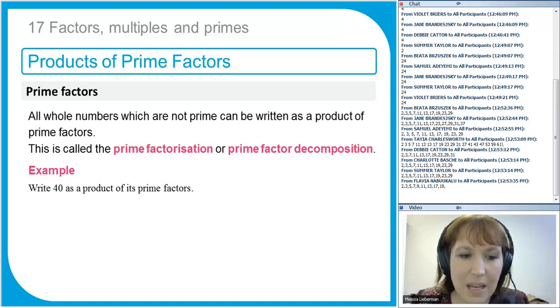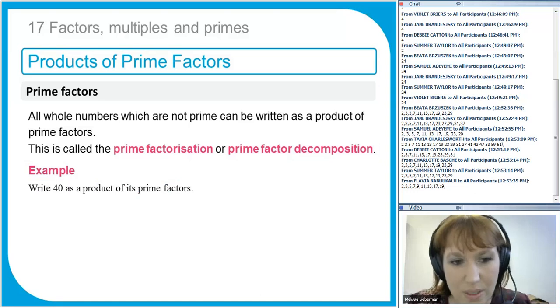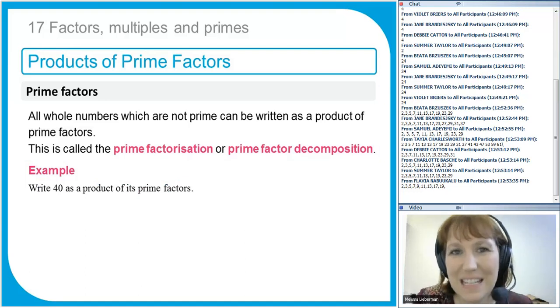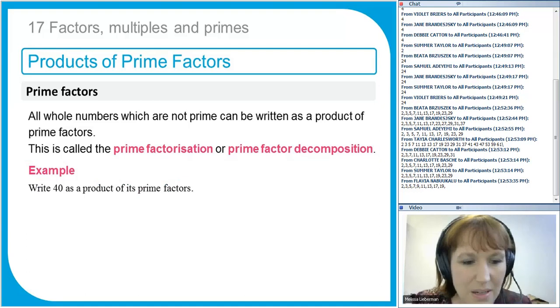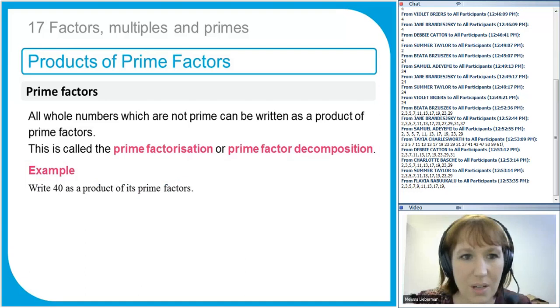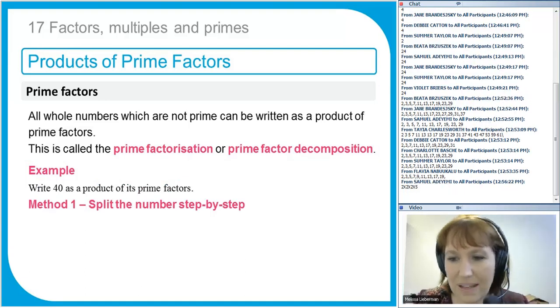So, for example, supposing we're asked to write the number 40 as a product of prime factors. Now, it's not a prime number, so it's a composite number. If it's a composite number, then it can be written as a product of prime factors. So I would look at 40 and I'd probably say, okay, well, 40 is 20 times 2. I could start breaking it up like this. It's just breaking the number up step by step.